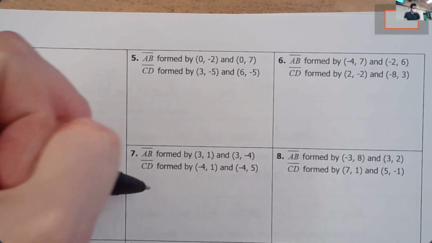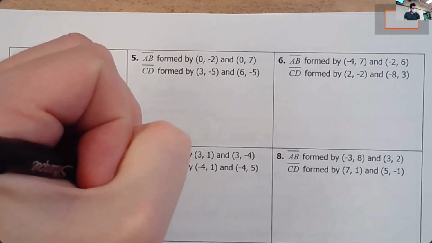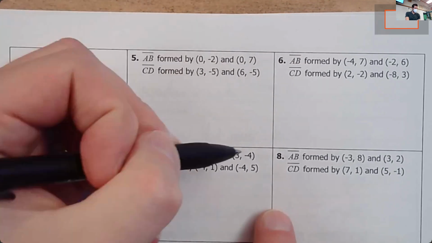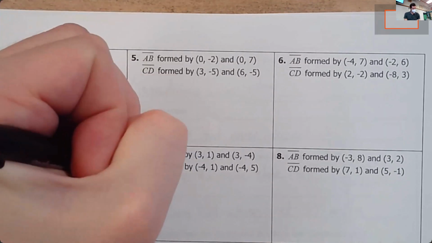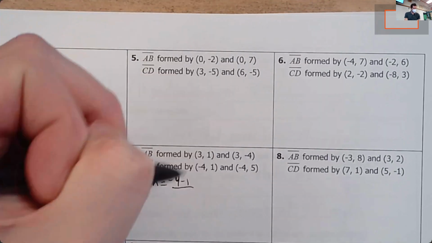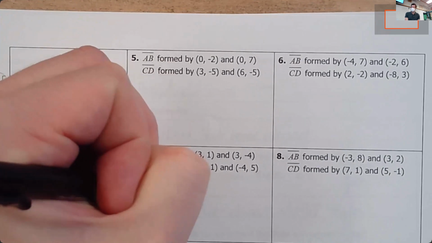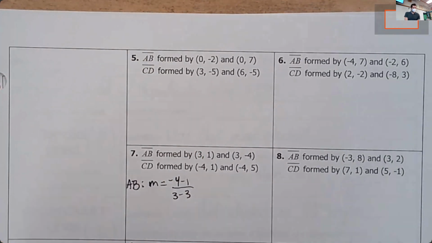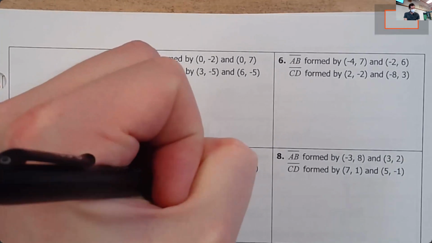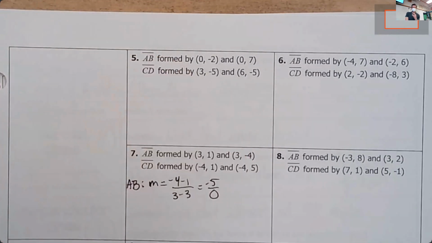And AB says the slope m is equal to, all right, we got -4 minus 1 on the numerator, and then 3 minus 3 on the denominator. So negative 4 minus 1 is negative 5. 3 minus 3 is 0. So that's negative 5 over 0.